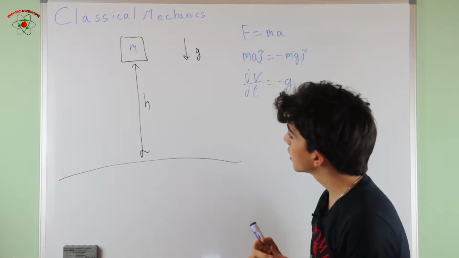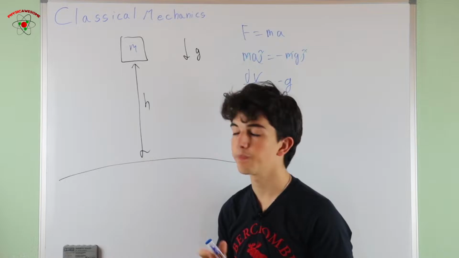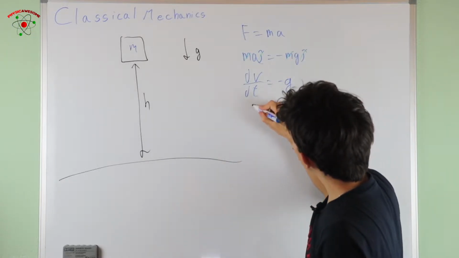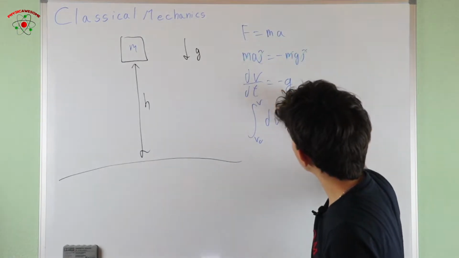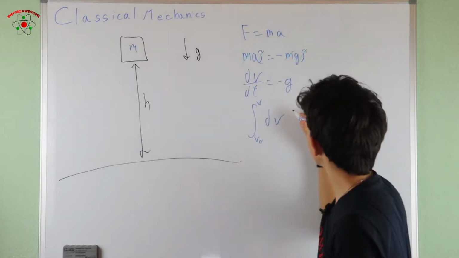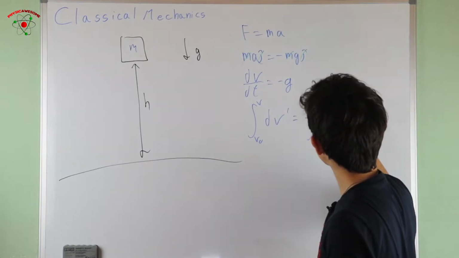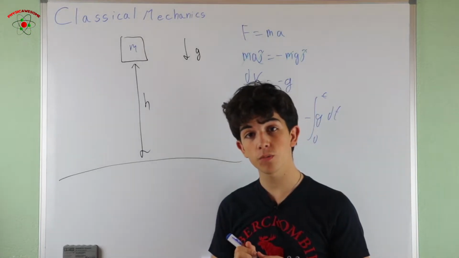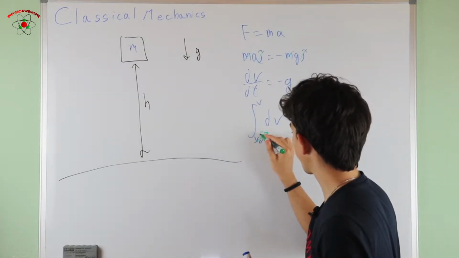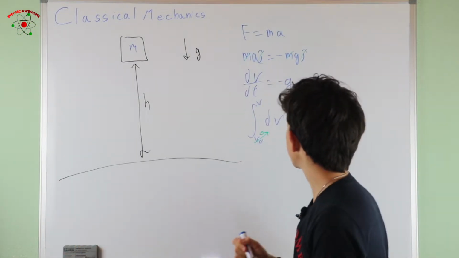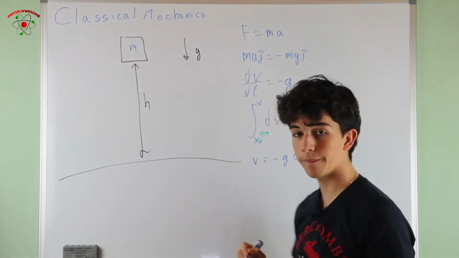In this exercise, what we aim to find is the velocity at which the object hits the ground. We see that we have to go from our initial velocity v0 to final velocity v. dv equals minus g dt, going from 0 to t. We will assume for simplicity that this initial velocity is equal to 0. That way we find that velocity equals minus gt.